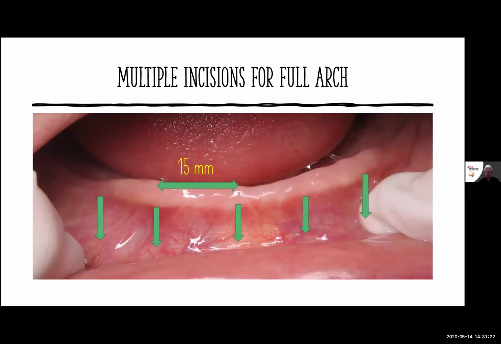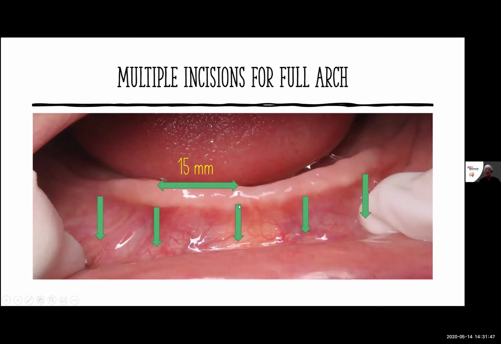Next, it can be done for full arch. And this technique can be used if you're looking at someone who has a thin knife edge on a lower denture and you're wanting to place more than just minis there, but you're wanting to restore. This technique can be done multiple times and it can be done for a full arch. The minimum distance between your incisions would be 15 millimeters is the ideal.